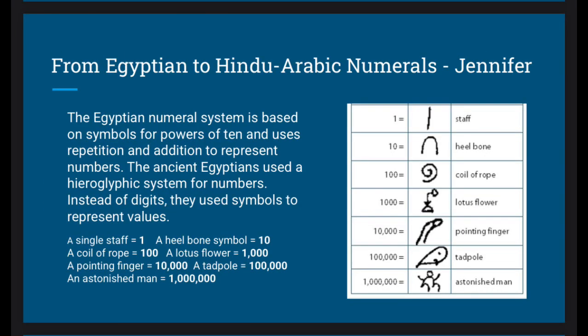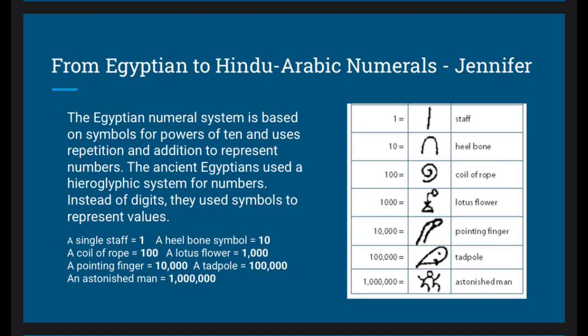So I will be talking about converting Egyptian numerals to Hindu Arabic numerals. The Egyptian numeral system is based on symbols for powers of 10 and uses repetition and addition to represent numbers. The Egyptians used a hieroglyphic system for numbers instead of digits. They used symbols to represent values. So a staff equals 1, a heel bone equals 10, a coil of rope is 100, a lotus flower is 1,000, a pointing finger is 10,000, a tadpole is 100,000, and an astonished man with his hands raised up is 1 million.